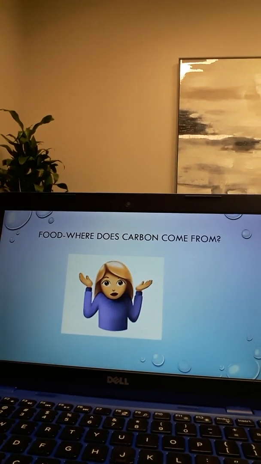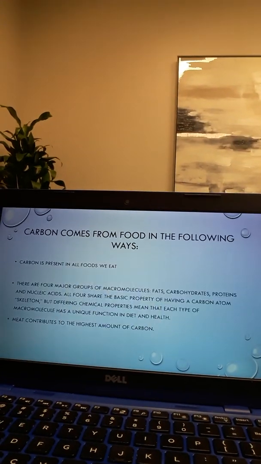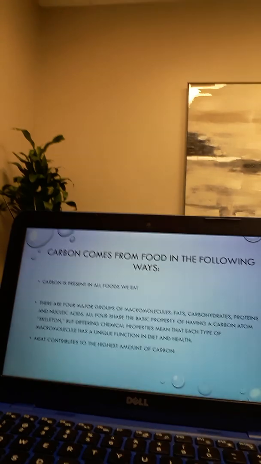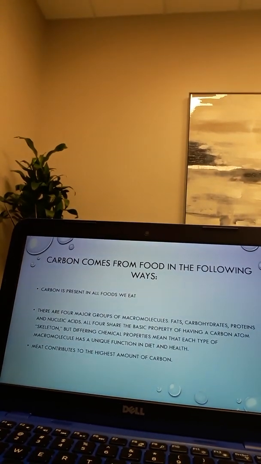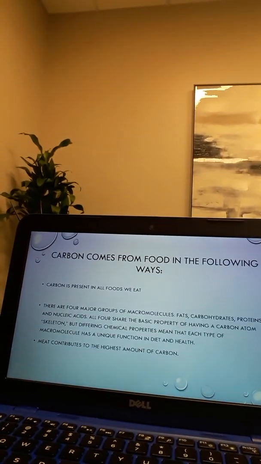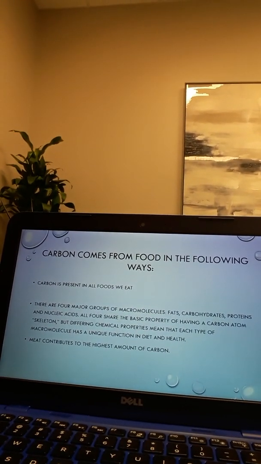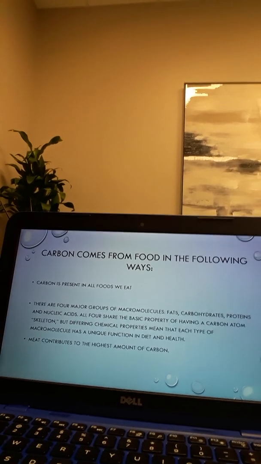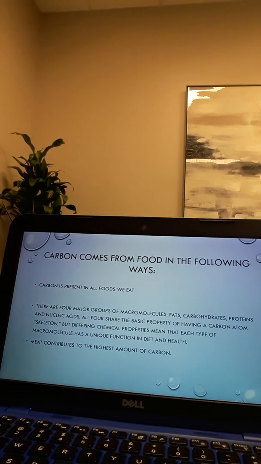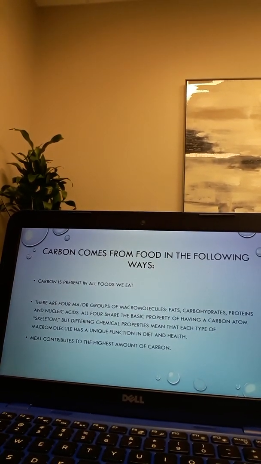So, when we talk about food, we ask the question, where does the carbon come from? There's a few ways that we get carbons from food. It can be present in the food groups. There's four major groups of macromolecules, and I listed them there. It's fats, carbohydrates, proteins, and nucleic acid. All four share the basic property of having a carbon atom skeleton, but differing chemical properties mean that each type of macromolecule has a unique function in diet and health.